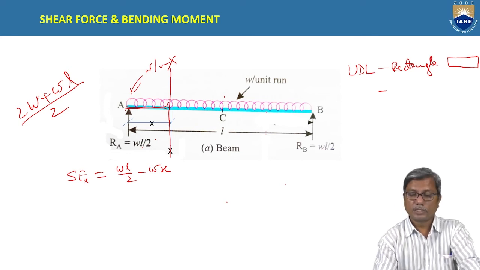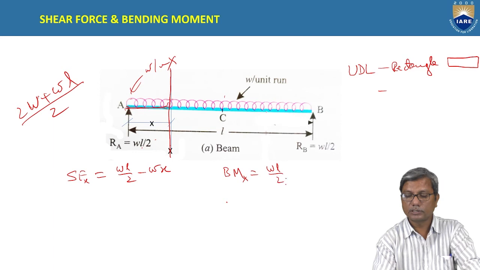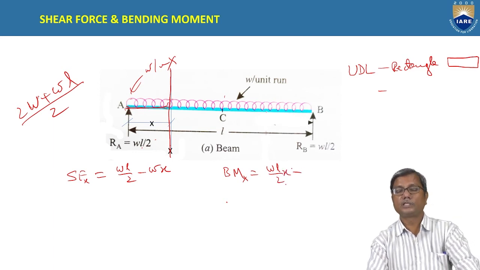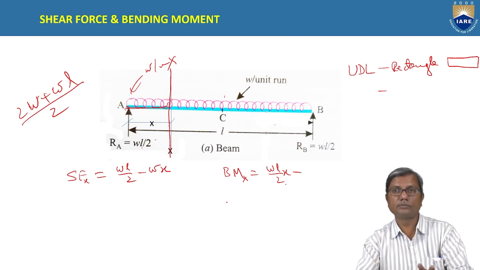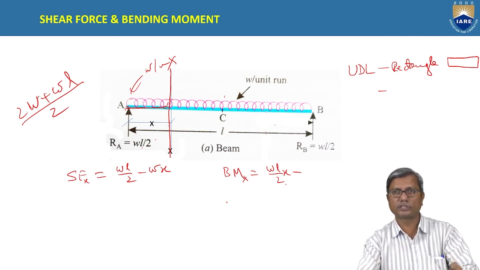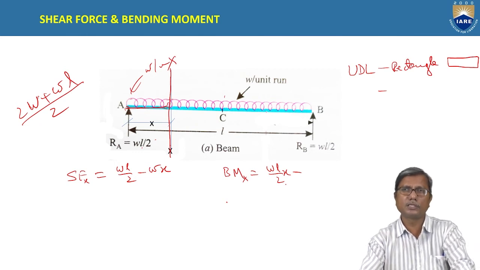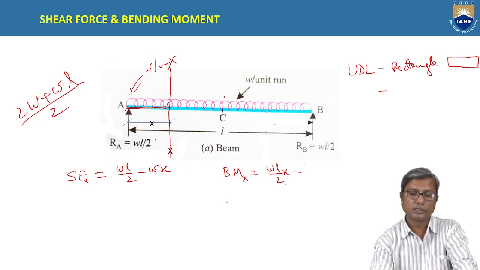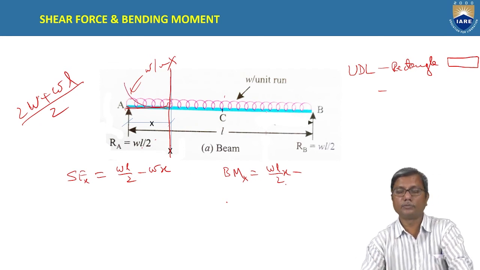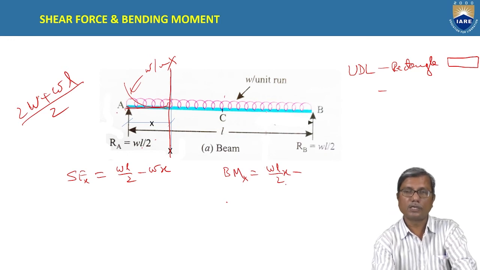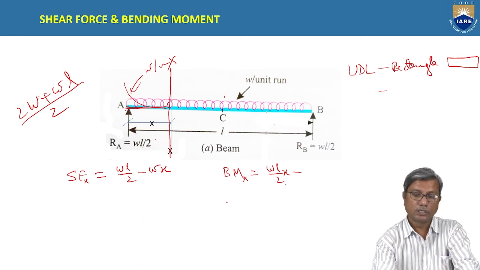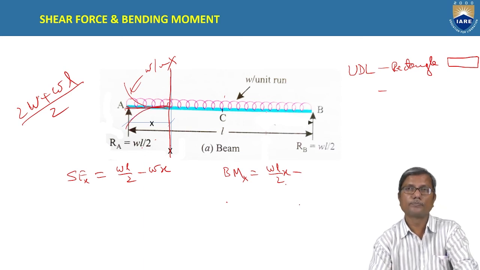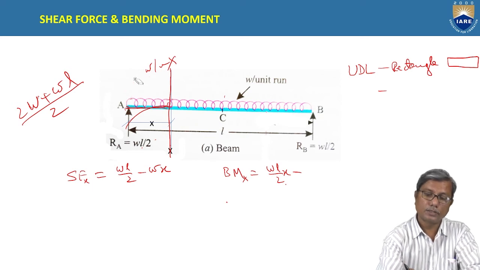Similarly for bending moment. Bending moment at X is RA into X, WL by 2 into X, minus... what is the bending moment? Bending moment at any section is the sum of the moments of all the forces acting on the left side or right side. Here we are considering the left side. So RA into X is sagging bending moment, positive, minus the UDL, which acts downwards, produces hogging bending, so that is negative.